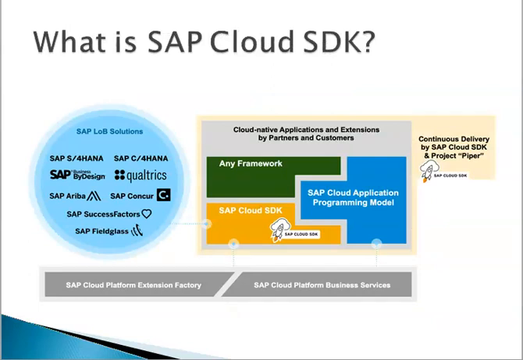What is SAP Cloud SDK? The SAP Cloud SDK is a set of libraries that reduce the effort of building applications on the SAP BTP. It abstracts common tasks on SAP BTP so that you can concentrate on your business logic instead of writing boilerplate code. It comes in two flavors, Java and JavaScript or TypeScript.